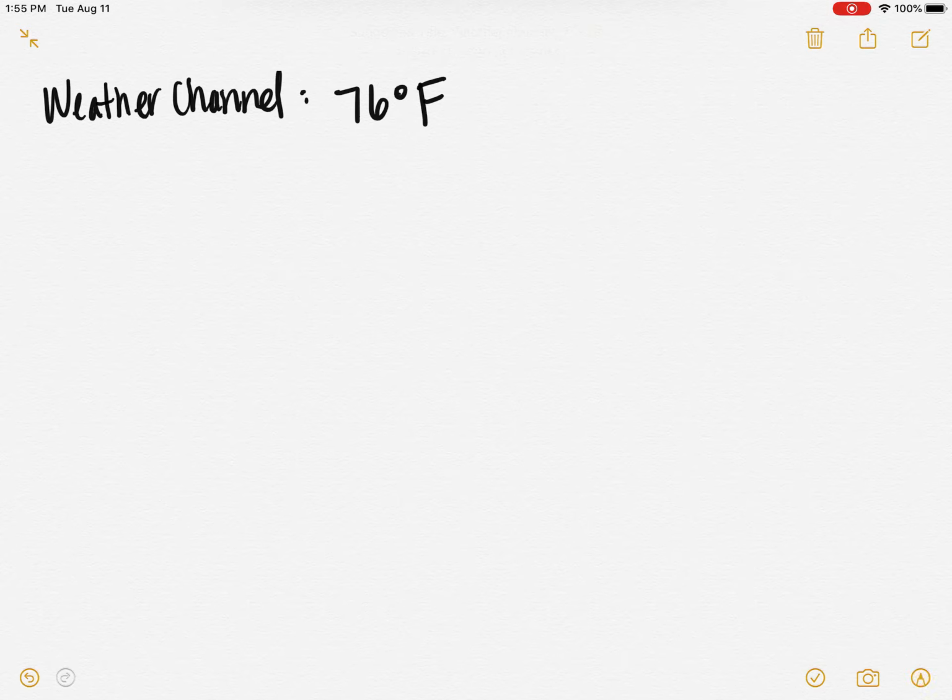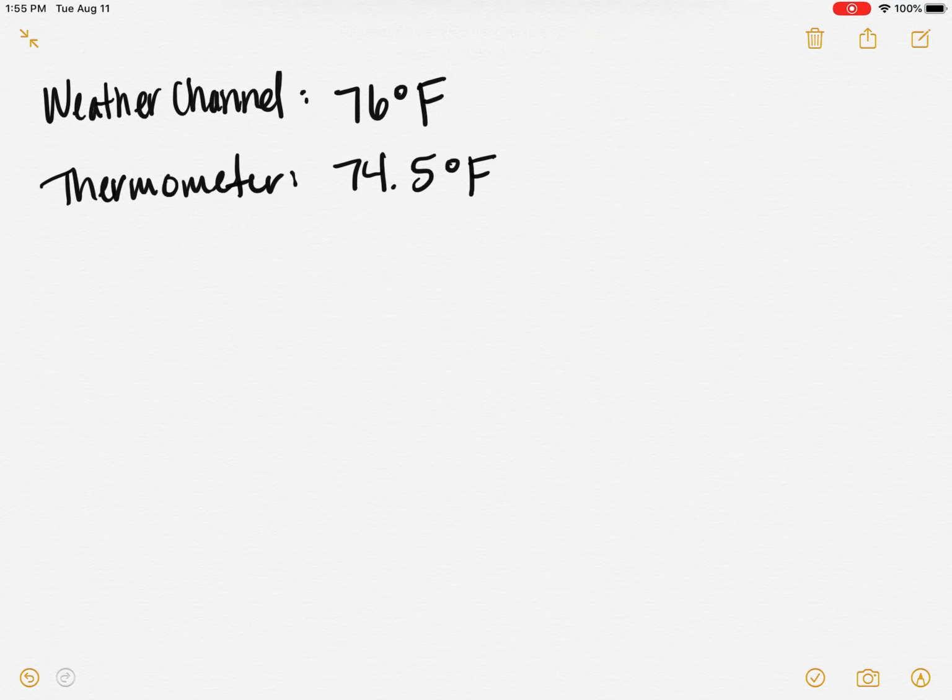And so let's say the Weather Channel says, now I'm going to work in Fahrenheit here, which we're going to learn very quickly we don't work with, but for now it's okay. Let's say that the Weather Channel says it's 76 degrees Fahrenheit outside, okay? And so after several hours of leaving your thermometer outside, you take it out and you read it. And let's say it says 74.5 degrees Fahrenheit. And you would have to make a judgment call on whether or not this thermometer is accurate, okay, based on those two numbers.